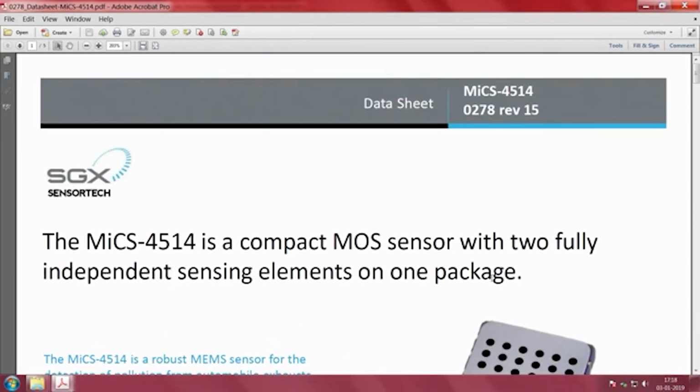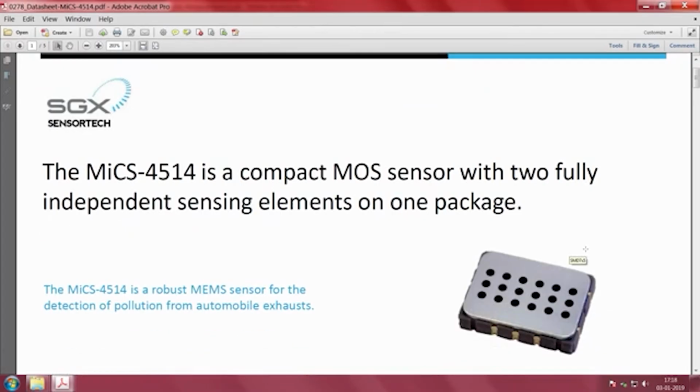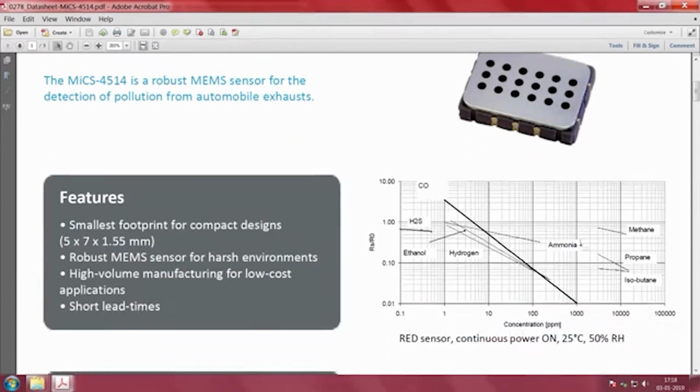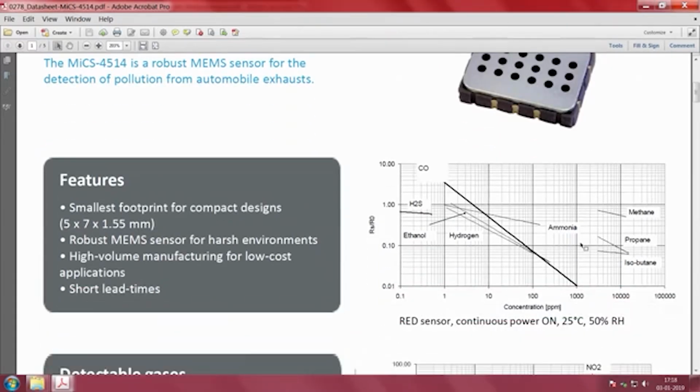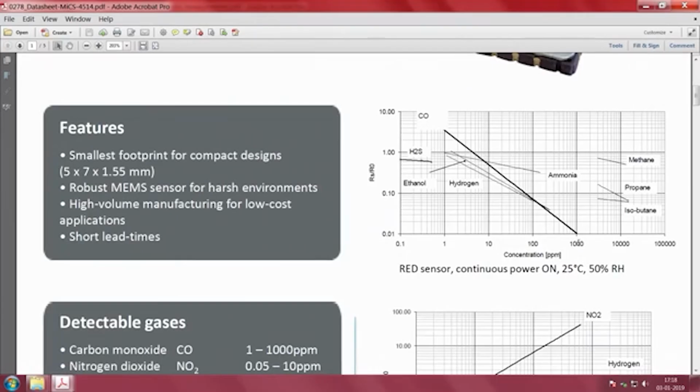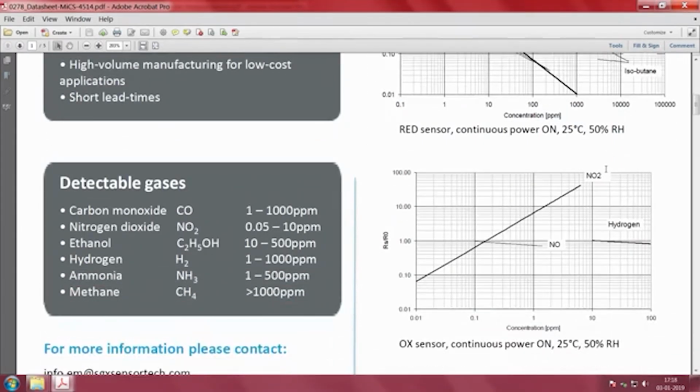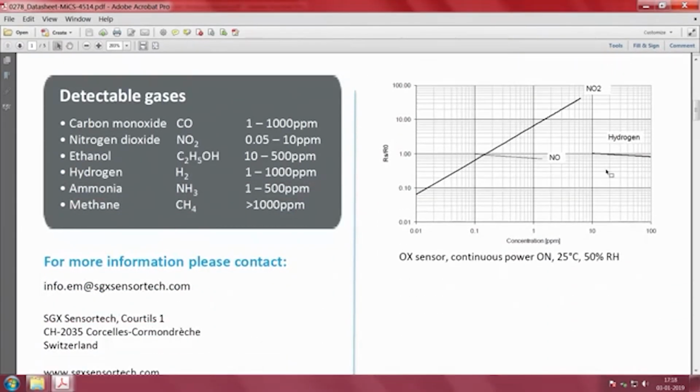In this data sheet it says it is a compact mass sensor with fully independent sensing elements on one package. It is a robust MEMS sensor for detection of pollution from automobile exhaust, but it is not limited to just automobile exhaust. Small footprint, robust MEMS sensor. Look at the top picture, you have so many other gases it is detecting. So I would prefer you to close your eyes and we move directly to look at this NO2, right.